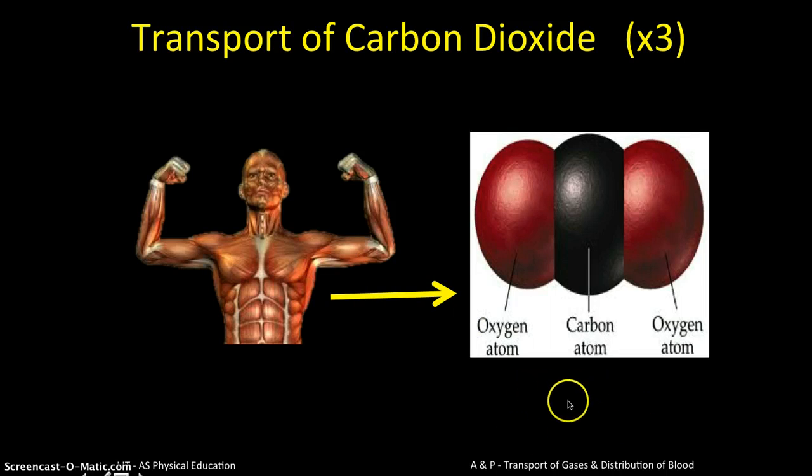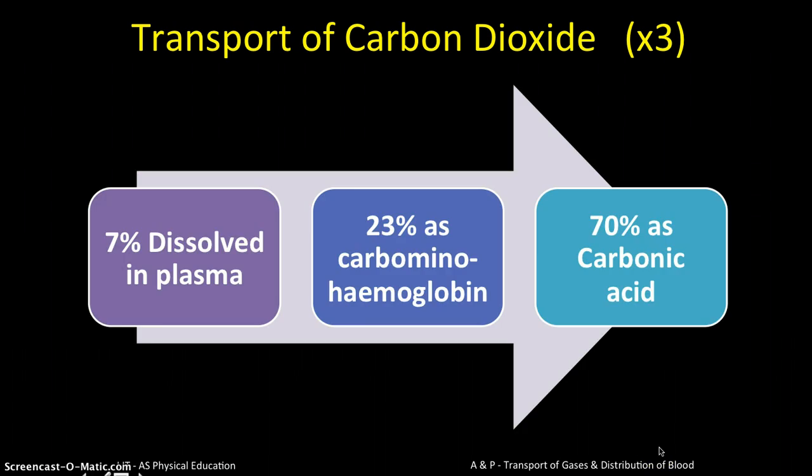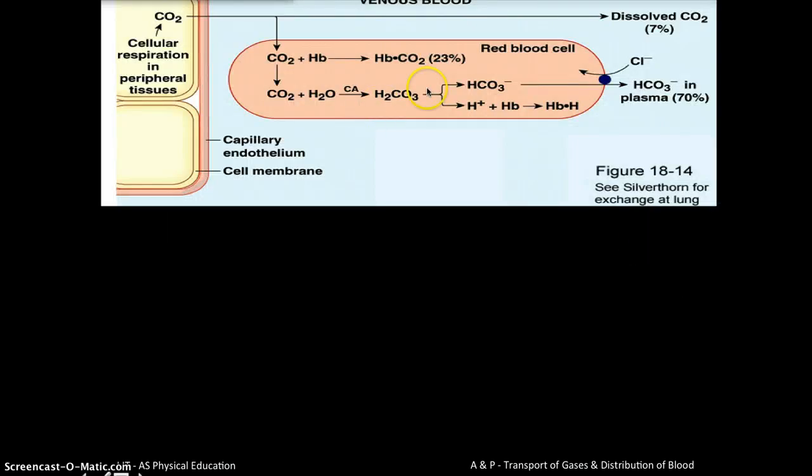And so here's our CO2, our carbon and 2 oxygen atoms. There are 3 ways in which we transport carbon dioxide in the blood. So you can see it's partly dissolved in plasma, partly it combines with hemoglobin to form carbaminohemoglobin, and the majority of it is transported as carbonic acid. So let's just have a look a little closer at that. So this diagram might look frighteningly complicated, but we'll do it bit by bit.